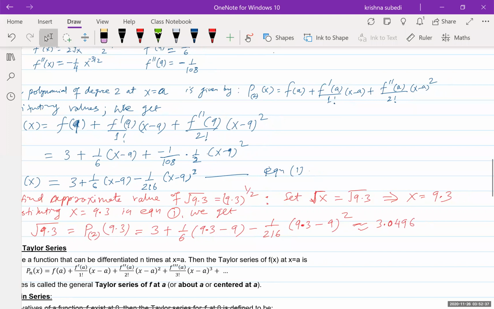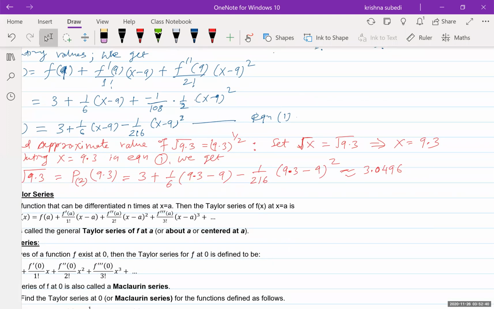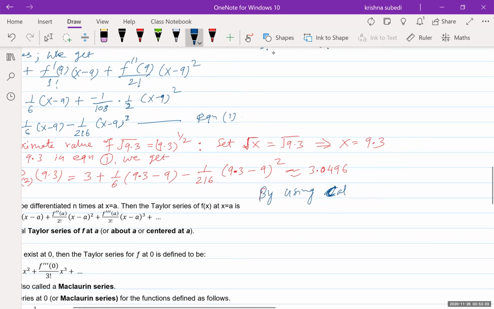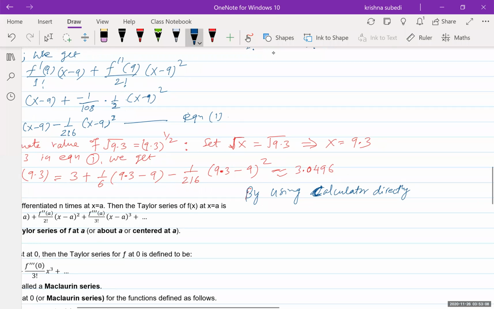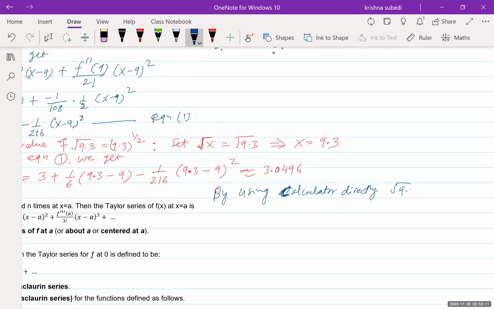Okay, so now let us check what is the exact value of this by using the calculator directly, not using this Taylor polynomial, okay? So we want to use the calculator directly and see whether our answer is approximately correct or not. So by using the calculator directly, square root 9.3. Can you tell me how much is that?